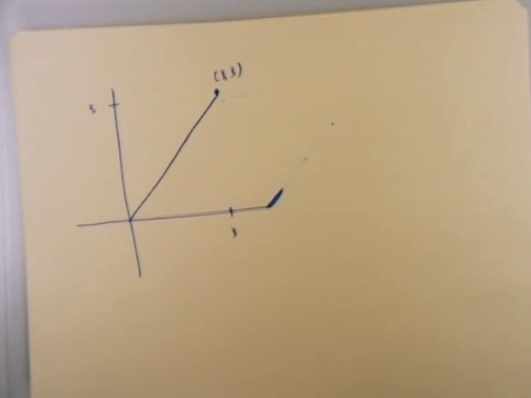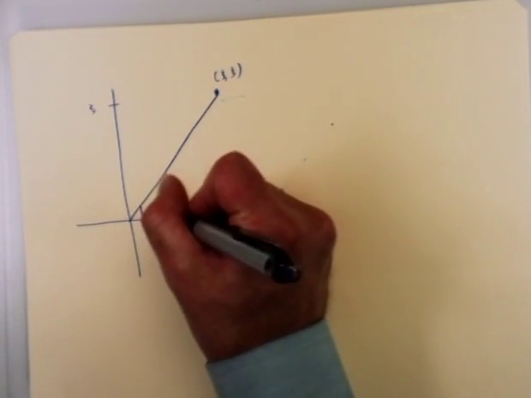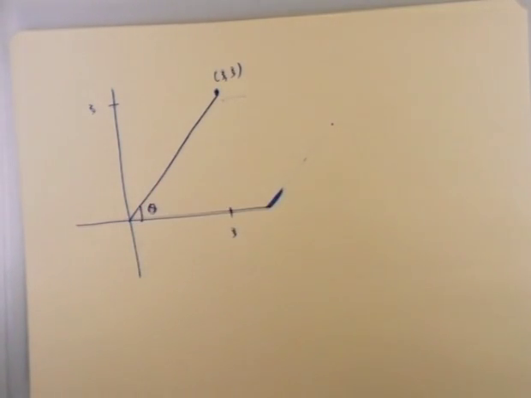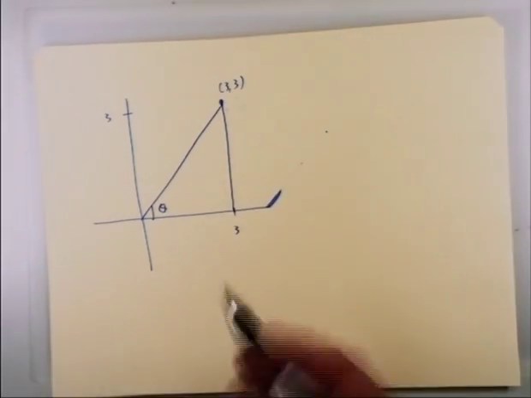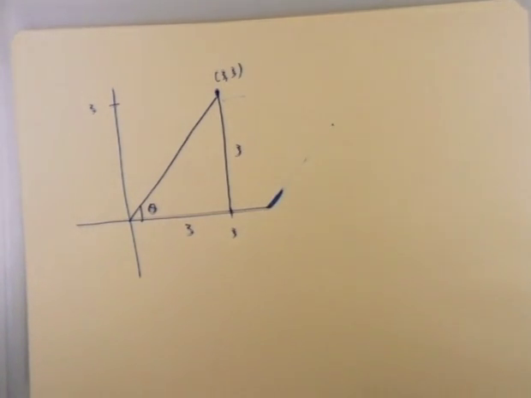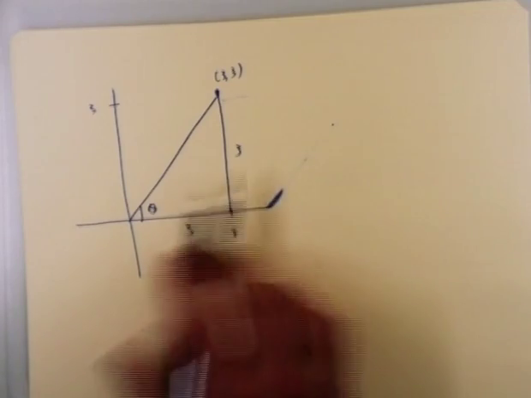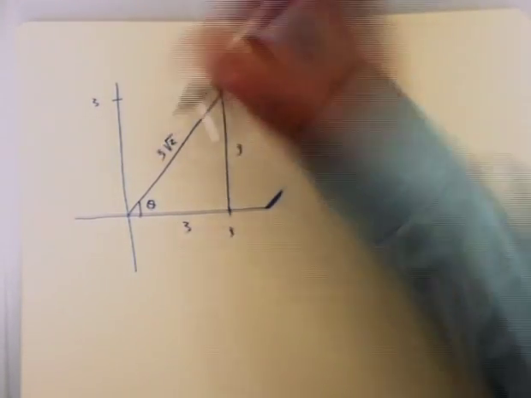I need to know how long that line is, how far the point is from the origin, and I need to know this angle. Well, this is maybe not as difficult as you might expect. If I drop a line right down here, I know this is distance 3, I know this is distance 3, and so via the Pythagorean theorem, 3 squared plus 3 squared is equal to this side squared. I know this has to be 3 times the square root of 2.